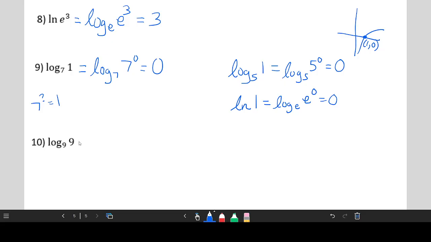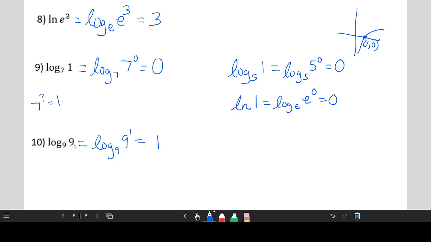Okay, one last example here. Log base 9 of 9. Well, we have matching bases, but the question is what's the exponent, right? 9 is the same as 9 to the first, and so this is equal to 1.